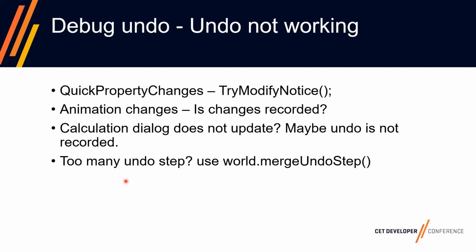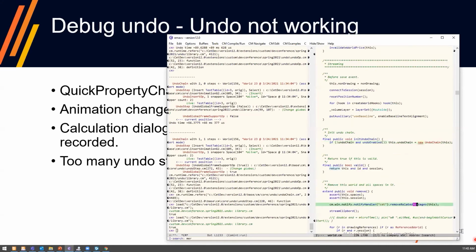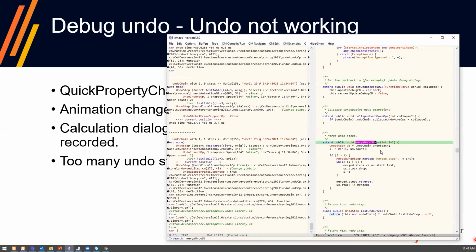If that's the case, then you can use Word.merge undo step. You can put in how many steps you want to merge. Let's say the call is somewhere in the code that's beyond your control, you can't modify it, and it already has a step, and your action step is also another step. If you want to merge, you can use this merge undo step, and it will basically put two undo steps into one.